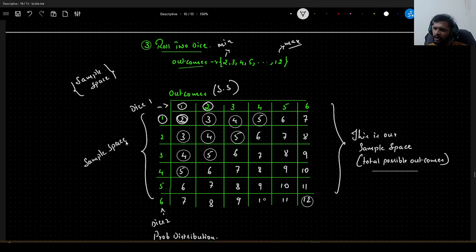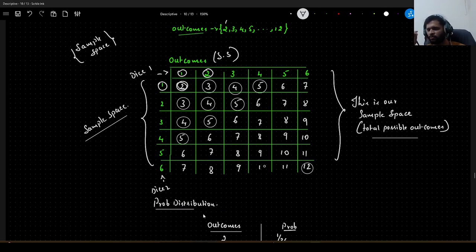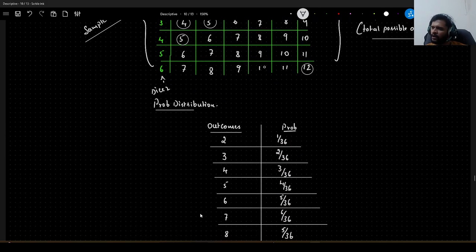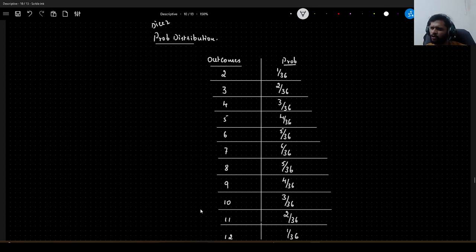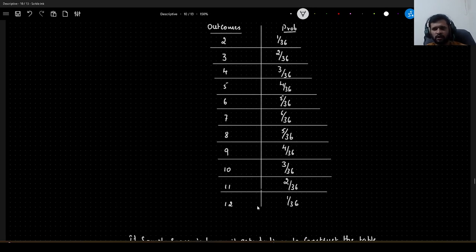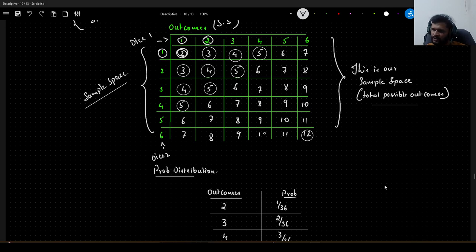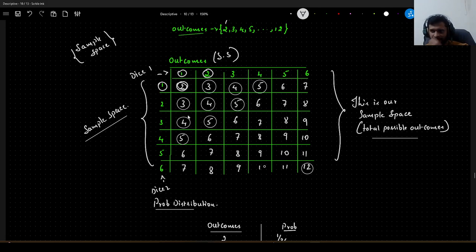Okay. And now we have to plot or jot down the probability distribution for these particular outcomes. Okay. Now, in order to write down its probability distribution, what do we have to do? We have to write the outcomes. So there are only definitive outcomes, right? 2 through 12. Okay. So there are only these many outcomes. But in order to compute the probabilities, we have to consider the sample space. So what is the probability of getting 2? It's only 1 out of 36 different ways, correct? So the probability of getting 2 will be 1 by 36. Why 36? Because the total number of ways of getting all these outcomes is 36. That is our sample space.